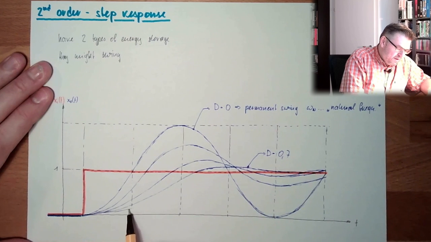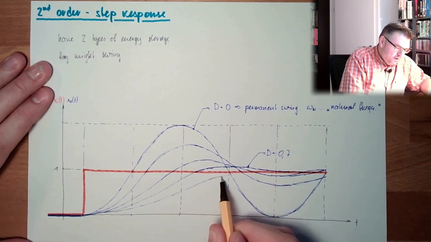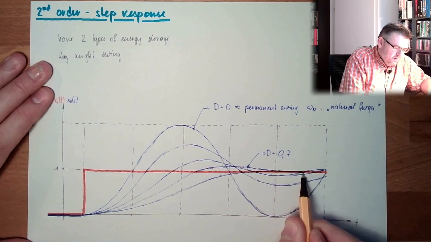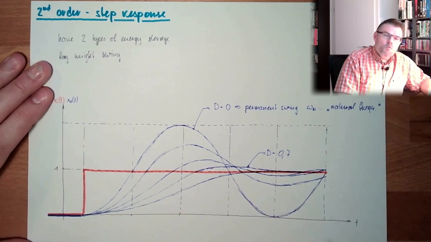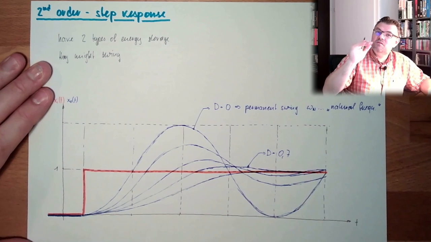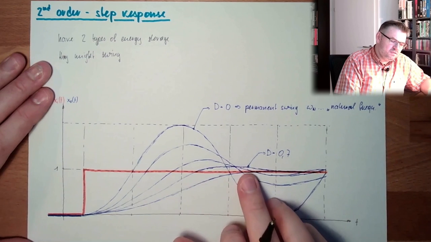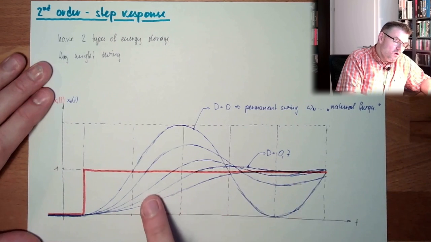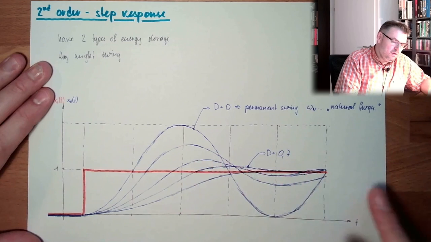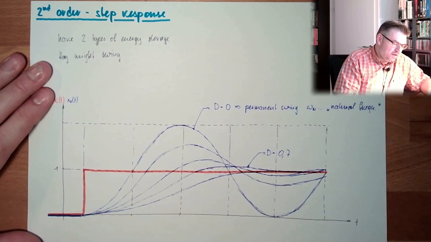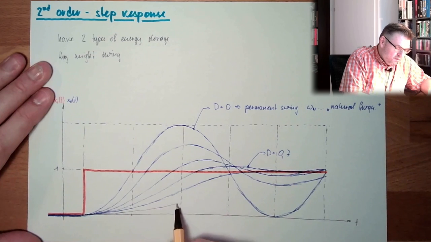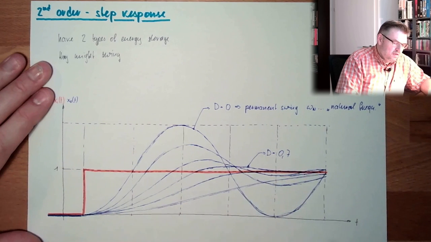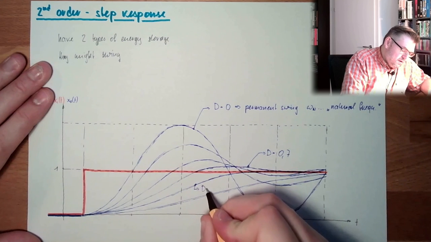At damping factor 1, we go up and never overswing. This is how it is defined: there is no overswing at all. Between 1 and 0.7, we will overswing and never come back. Below 0.7, we will overswing and swing a little bit, and at zero, we will swing all the time. The higher the damping factor is, the slower this change is.